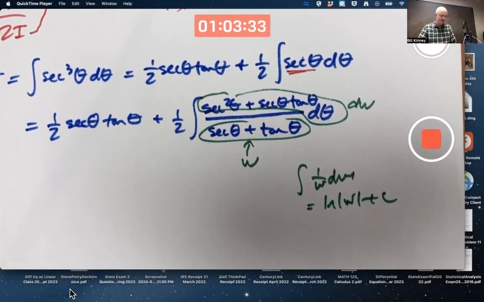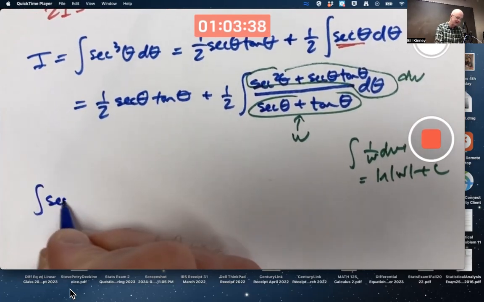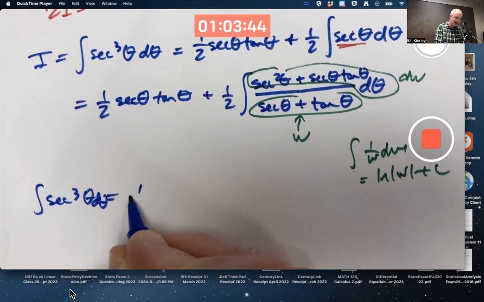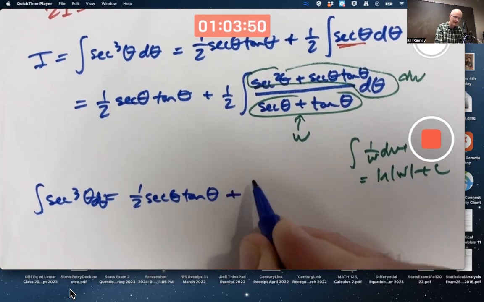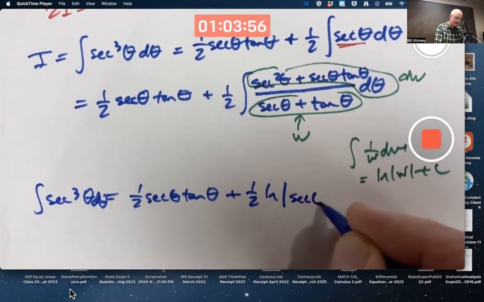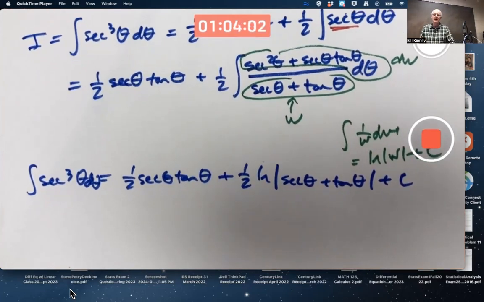Wow. So the integral of secant cubed is 1/2 secant theta tangent theta plus, don't forget the 1/2 there, 1/2 ln of the absolute value of secant theta plus tan theta plus C. Celebrate. But wait a minute. Are we done? No, we're not done yet. Because we still got to get things back in terms of t. We're really close, though.